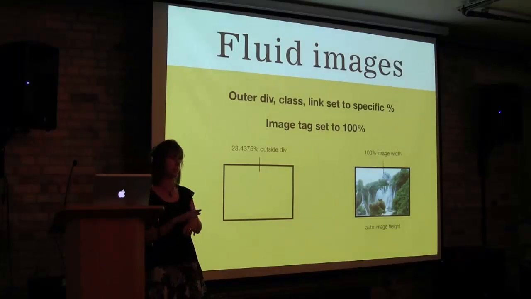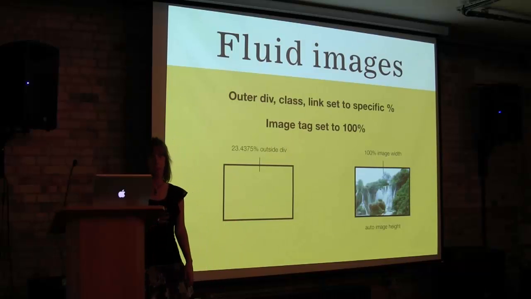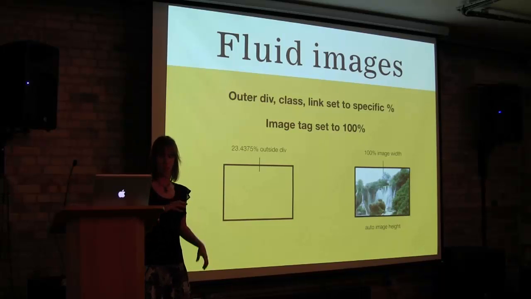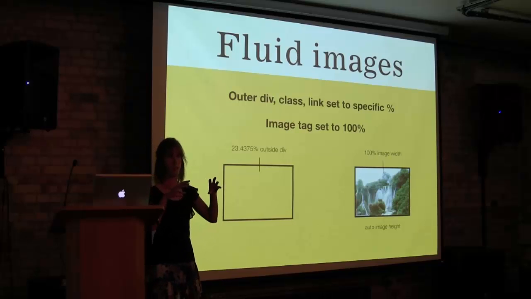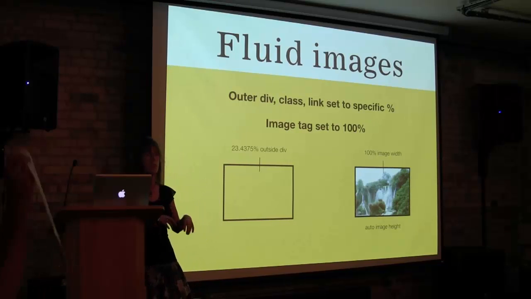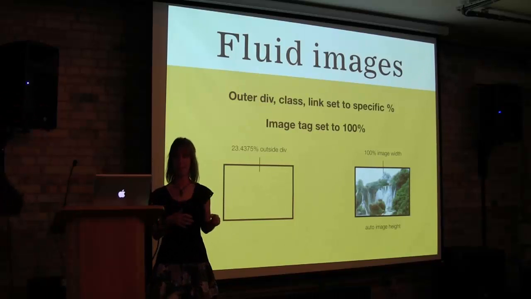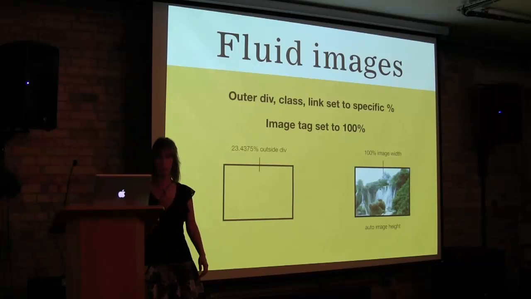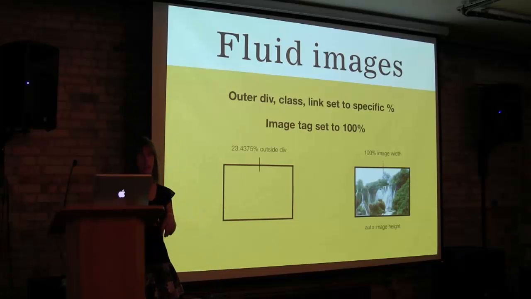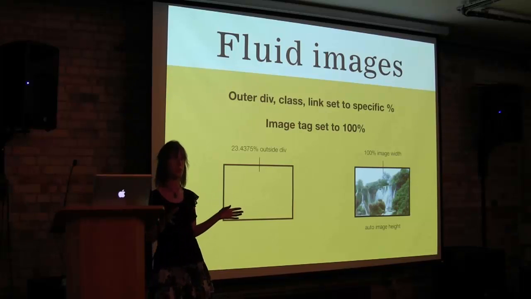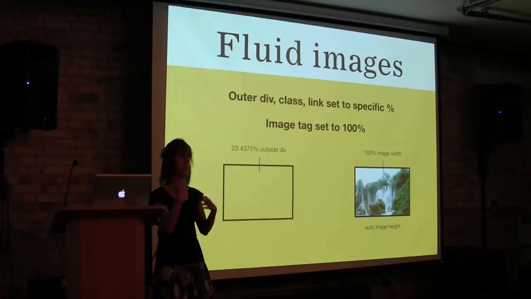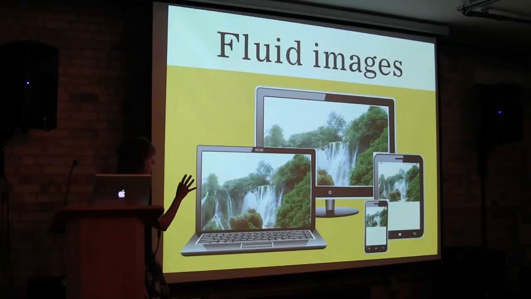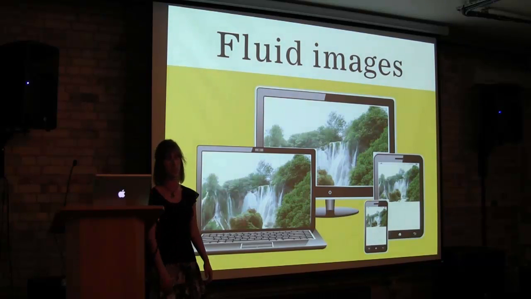So, fluid images. Now, images in responsive design is quite a big thing. Most people do different things, but this is just a little technique to make sure that your images stay in proportion. So if you've got your div that your image sits inside, this might be the column, it might be a class, it might be a link, anything like that. In this case we'll go with the column width, so that's 23.4375. Inside that you've got your image tag, you set your image tag to 100% wide and auto height. That way you get the image staying in proportion no matter what device you're on.